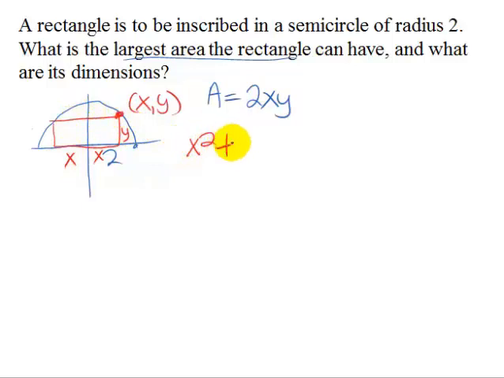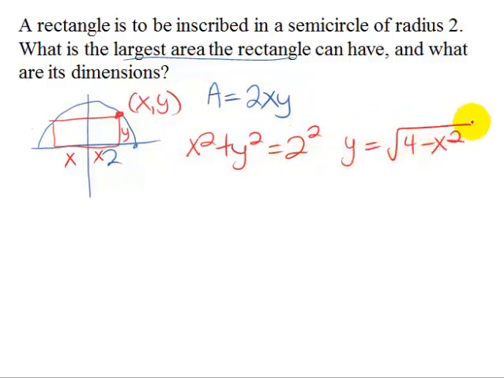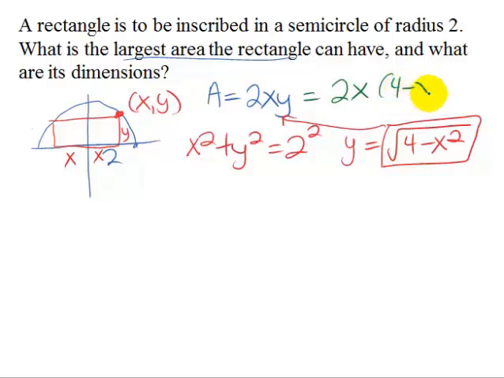So if we had a circle of radius 2, the equation would be this. Solving this for y, we would have the square root of 4 minus x squared. And we would normally put a plus and minus, but this is the semicircle. We want the upper half, so we don't want the negative. Now, that is y in terms of x, so we could put it in for y right here, and we would have the area equals 2x times (4 minus x squared) to the 1/2.